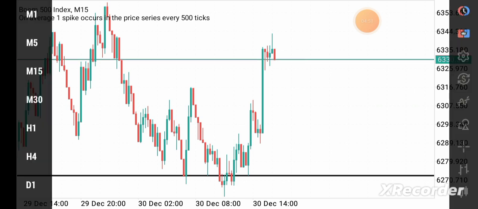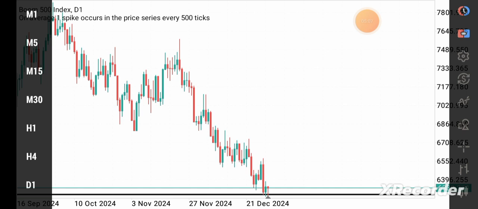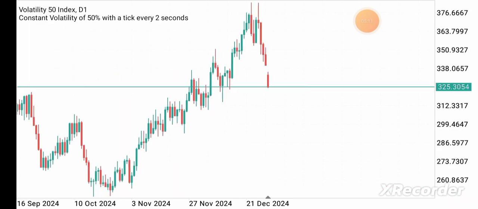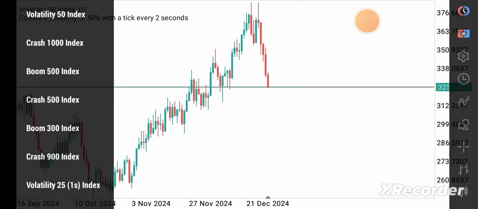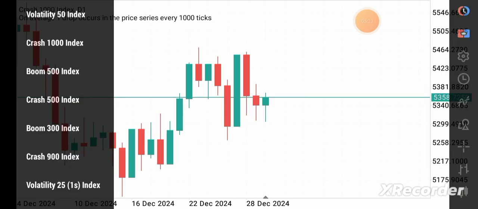All right, so that's just this for Boom 500. I'll go to another pair to also check so you can learn. Okay, this is Volatility 50 Index. All right, the setup is not valid because yesterday did not sweep the previous day's candlestick, so we can't get anything there. You go to Crash 1000 Index. Crash 1000 Index, there was a sweep.